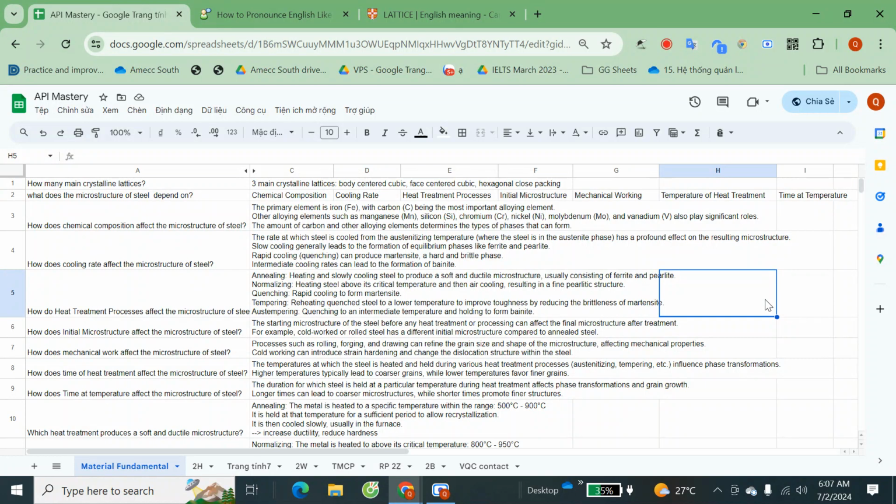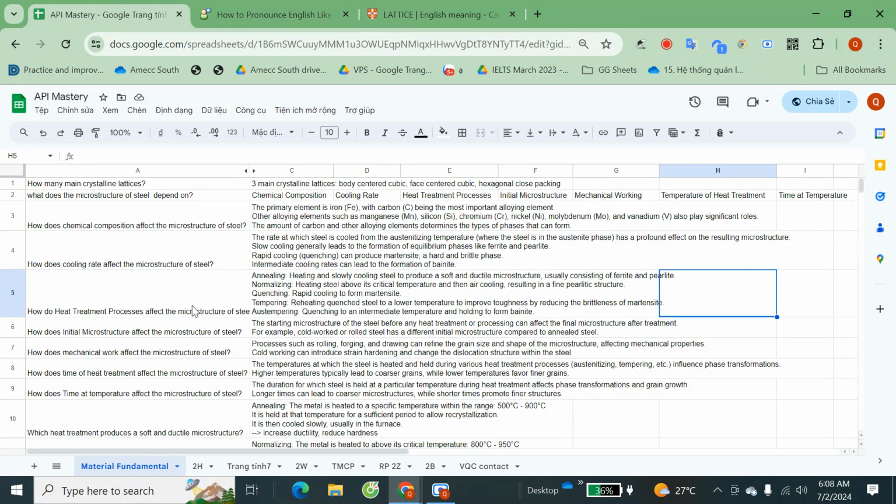How do heat treatment processes affect the microstructure of steel? Annealing. Annealing means heating and slowly cooling steel to produce a soft and ductile microstructure, usually consisting of ferrite and pearlite.